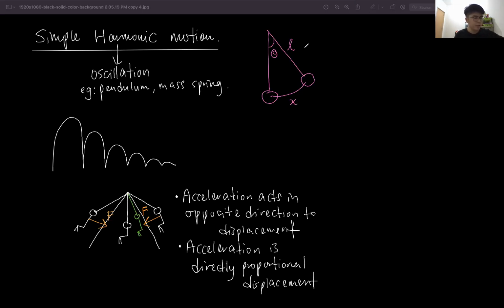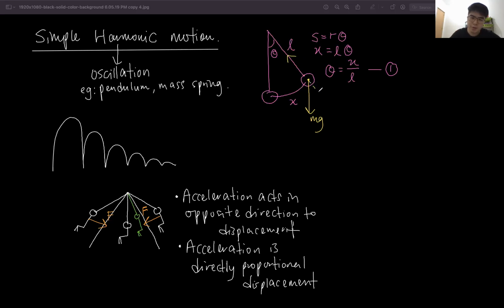Okay, let's derive some equations here. What we know about geometry is that s equals r theta. So we change this to x, and the radius is the length of the string, L theta. And then we get theta equals x over L. Let's put it aside first. Then we analyze the forces. Okay, the forces. We have mg, and then we have tension.